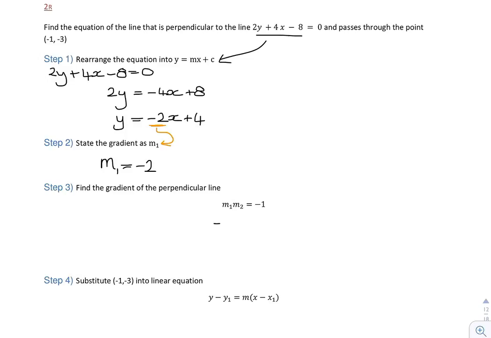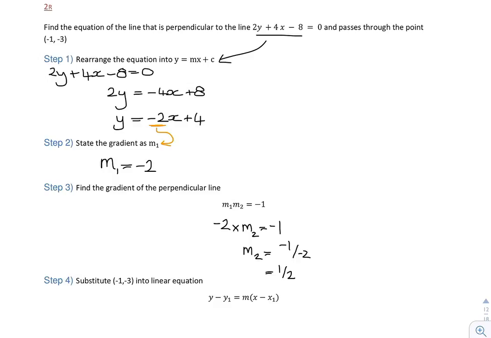We now need to substitute the gradient of the original equation into our perpendicular formula, m1 times m2 equals -1, to calculate the gradient of the perpendicular line. So m1 is -2, m2 we're trying to find. Rearranging, we get -1 divided by -2, which is just the same as 1/2. So our perpendicular gradient is 1/2.